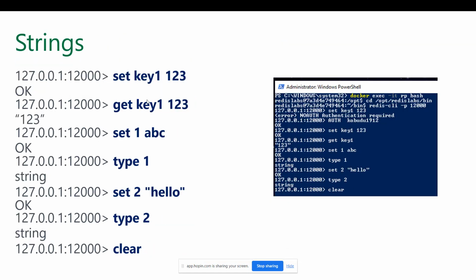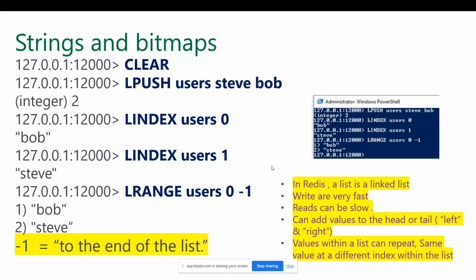SET key 123, this is a string. SET 1 ABC, this is a string. TYPE 1 means string. SET 2 hello, okay. TYPE 2, it's a string. Clear the shell. String and bitmap.